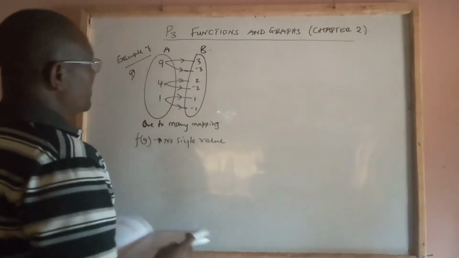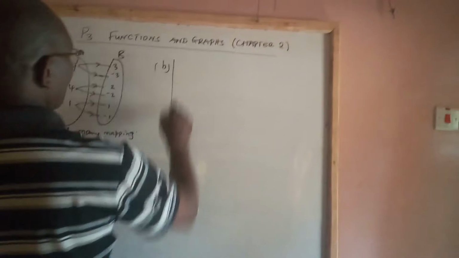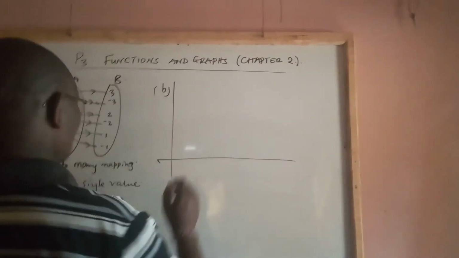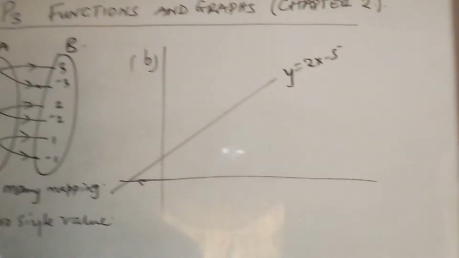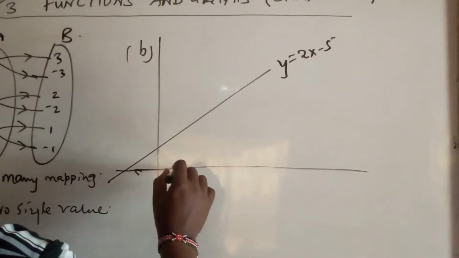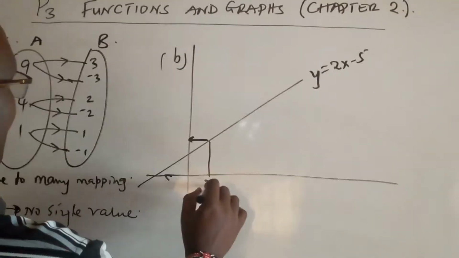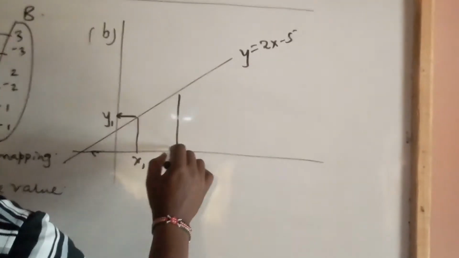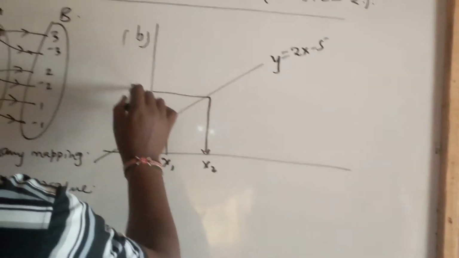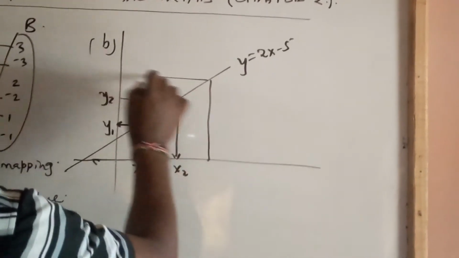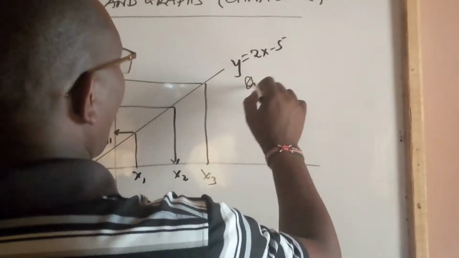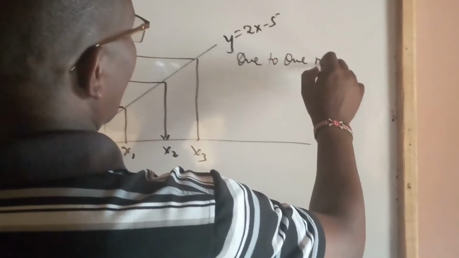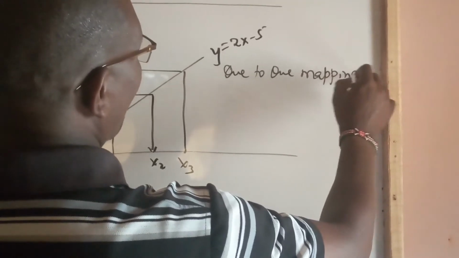If we go to part B of the same, we have a straight line whose equation is y equals 2x minus 5. Of course, you can see for every value of x, we have a value. This is x1 giving us y1, this could be x2 giving us y2, this could be x3 giving us y3. And you can see this is 1-to-1 mapping.